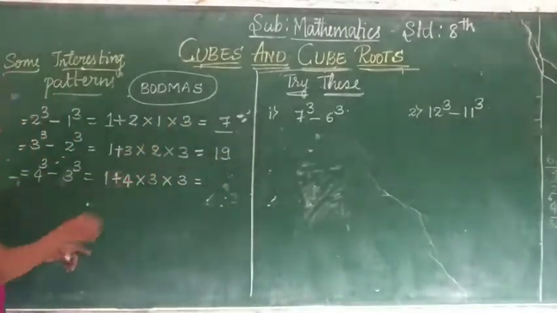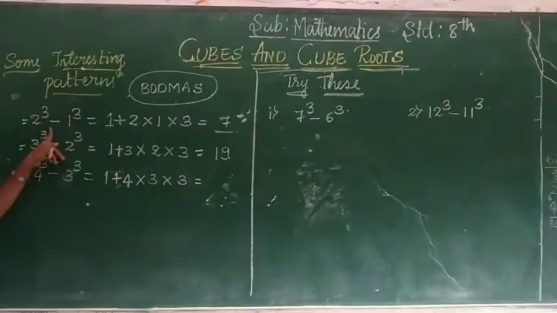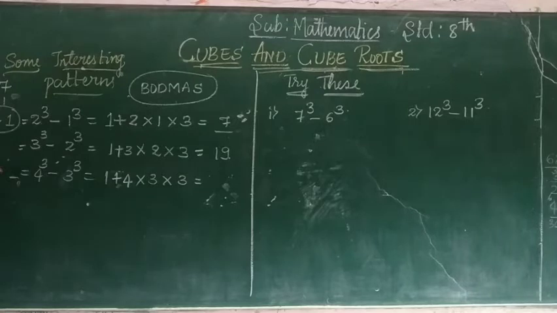Now let us check whether this answer is right or wrong for this subtraction. 2 cube value is 8, minus 1 cube value is 1. 8 minus 1 gives how much? 7. Yes, our answer is right.